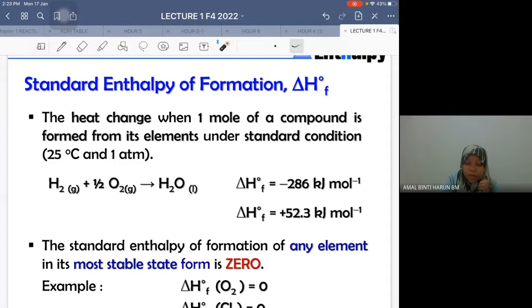Okay, it's refer, what is the definition? It's refer to the heat change. Okay, mesti bila berlaku tindak balas, dia adalah heat change. Sebab tu dia delta H. When 1 mole of compound is formed from its element. Okay, sekarang definition dia 1 mole compound form. Compound form usually at the left side or at the right side? Compound form. Siapa boleh bagi?